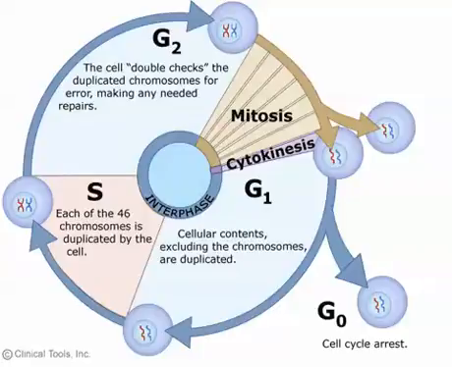Other tumor suppressor genes like BRCA1 and BRCA2 in breast cancer are not only involved in controlling passage through the cell cycle, but also regulate programmed cell death.